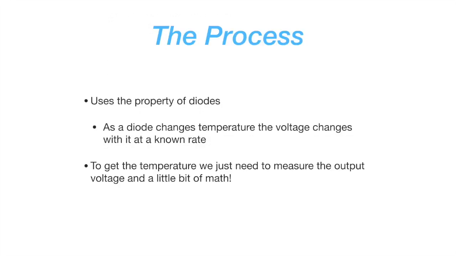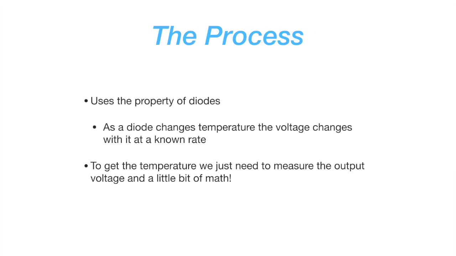The TMP36 does not use thermistors, which are temperature sensitive resistors, or mercury like old thermometers, or bimetallic strips like old stoves. Instead, it uses what's called the property of diodes, and this property states that as a diode changes temperature, the voltage changes with it at a known rate. So what the TMP36 does is that it measures the small change in temperature and outputs an analog voltage between 0 and 1.75 VDC, or direct current voltage, based on this.